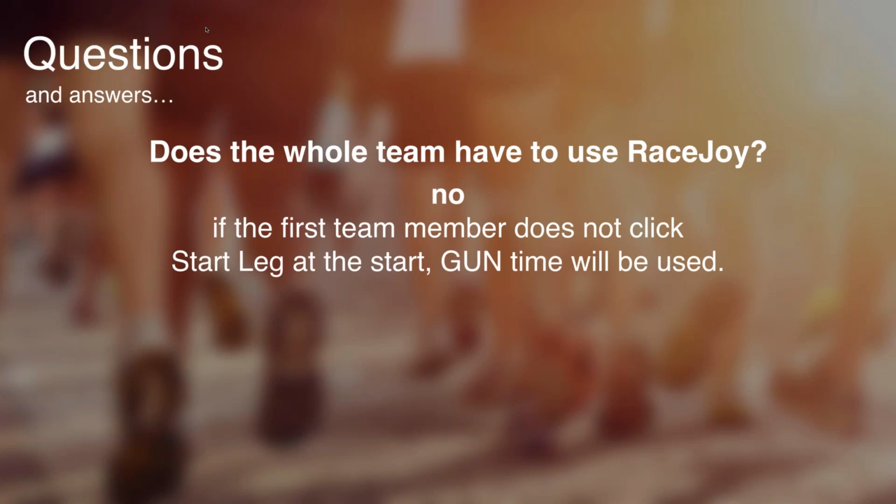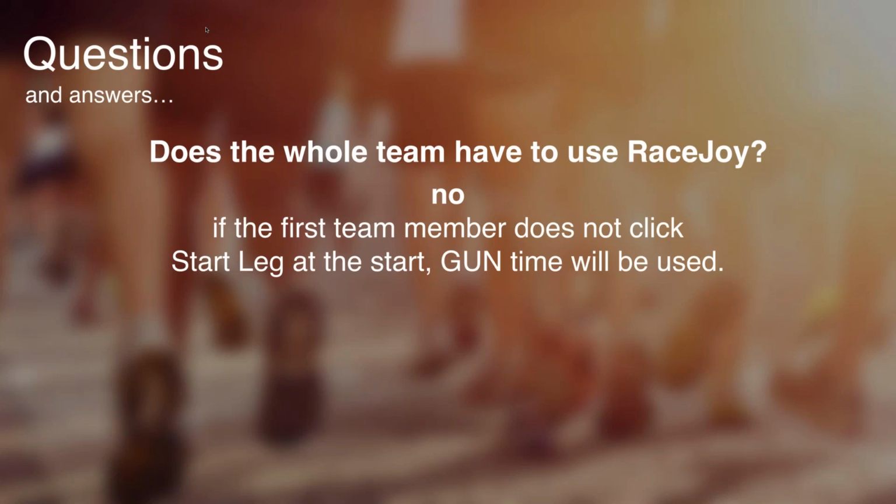If the first team member does not use RaceJoy, gun time will be used for the team start time. So if you want the time to be a little bit more accurate, then you want to make sure that your first person clicks that start my leg. And obviously for an event like the Gap, with the start time starting at 6 in the morning, going all the way to 2, it's really important to get that start time.